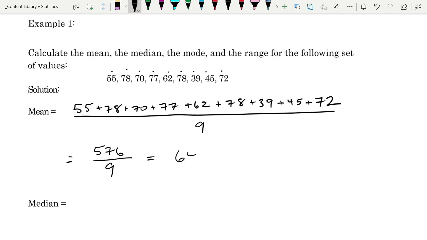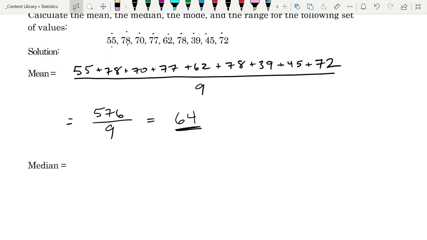The mean of that data is 64. So say that this was test scores in a class of 9 students. The average, I could say confidently, is 64, but I should also say that's the mean average, the arithmetic mean average. Median is where I take my numbers and I line them up.